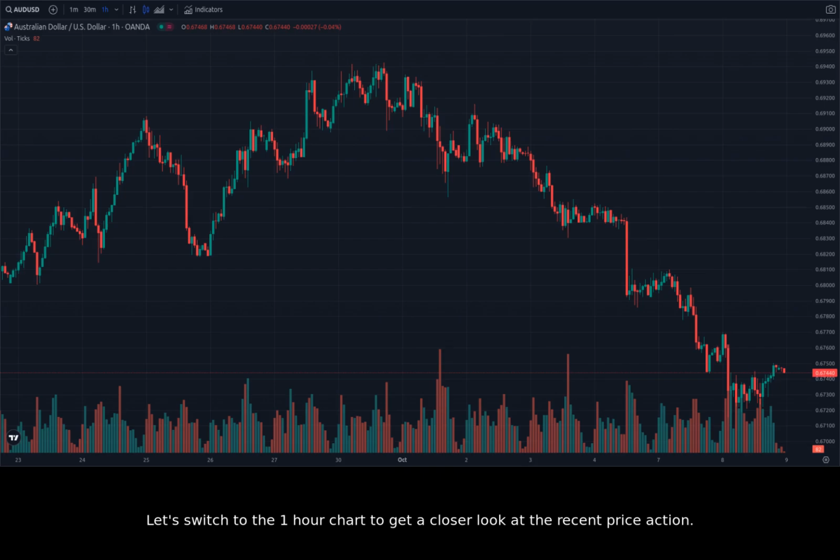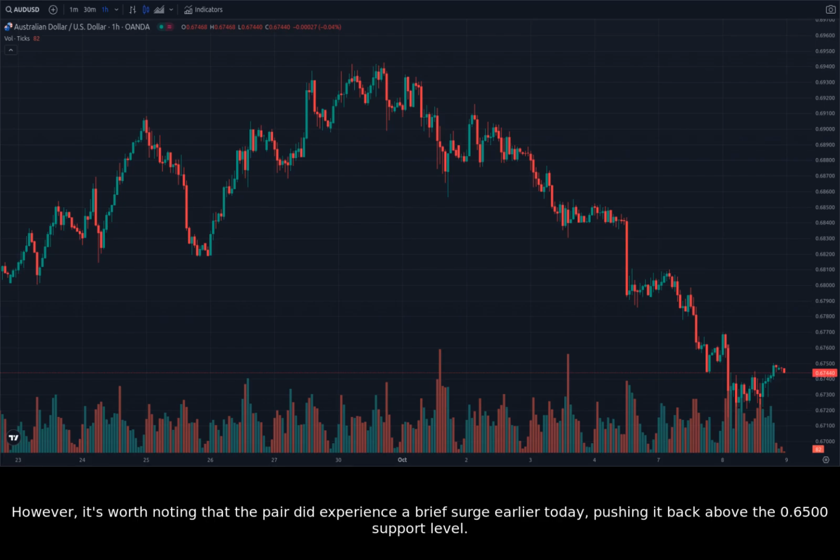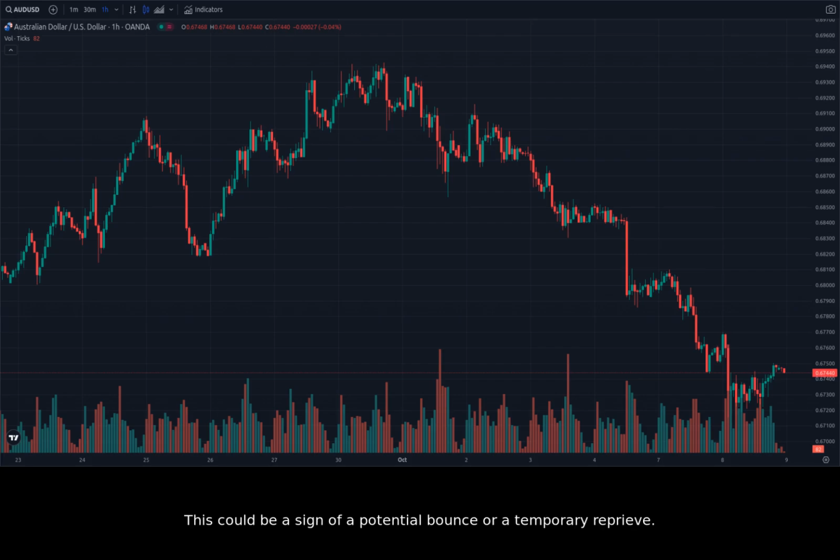Let's switch to the 1-hour chart to get a closer look at the recent price action. Here, we can see a more granular view of AUDUSD's movements over the past day. The 1-hour chart confirms the bearish trend witnessed on the daily chart. A series of red candles indicate consistent downward pressure. However, it's worth noting that the pair did experience a brief surge earlier today, pushing it back above the 0.6500 support level. This could be a sign of a potential bounce or a temporary reprieve.